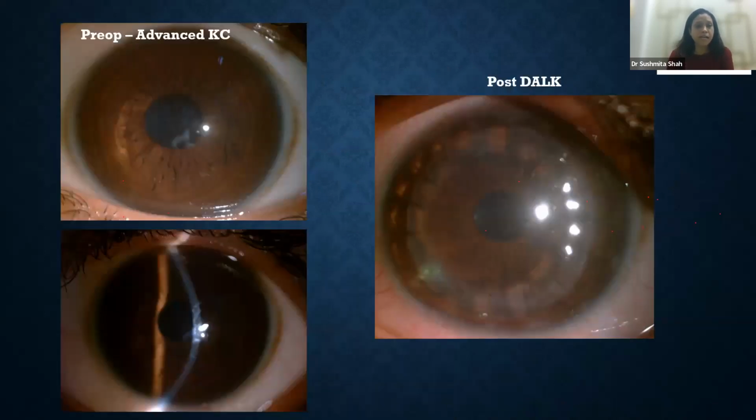So this was a case, a child with a preoperative advanced keratoconus. We could not do a CXL because the cornea was too thin. So we went ahead and did a DALK, and he did well.